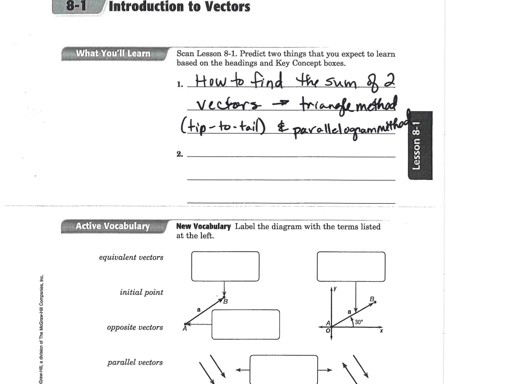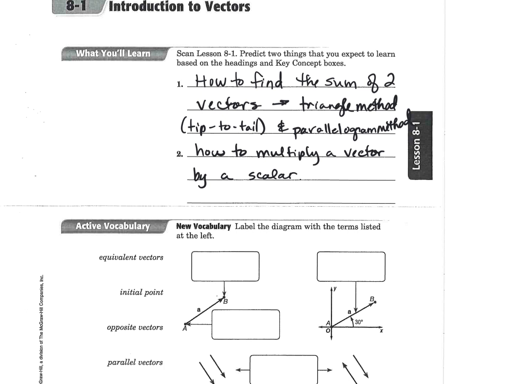Second thing we're going to learn is how to multiply a vector by a scalar. Okay? Now, we need to talk about what are the different pieces of a vector. So we're going to start with that. What are some of my different pieces of my vectors? We've got the vocabulary on one side, and I've got your things right here.